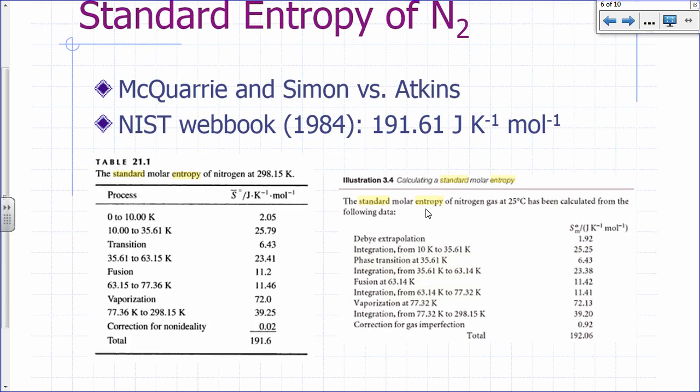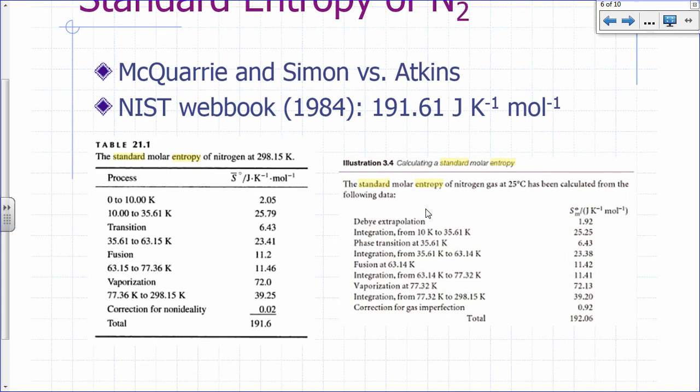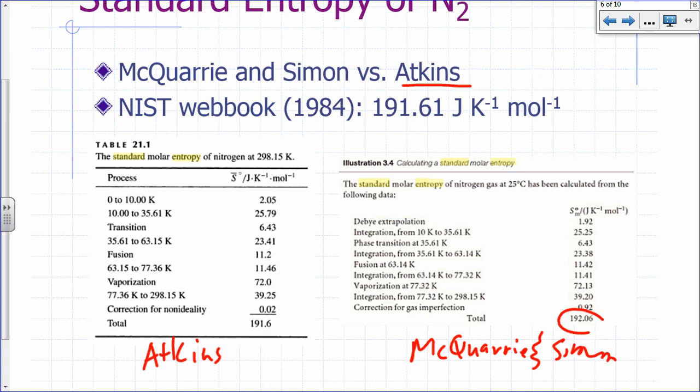Let's take a look at an example. Here's how the calculation of the standard entropy of nitrogen is done, as illustrated in a couple of textbooks. The one by Atkins is the 8th edition, with the same numbers in the 9th edition. This is your textbook right here, the one from Atkins, and this is the one from Macquarie and Simon, another textbook. You'll notice there's a discrepancy in their numbers. So which one would you trust?